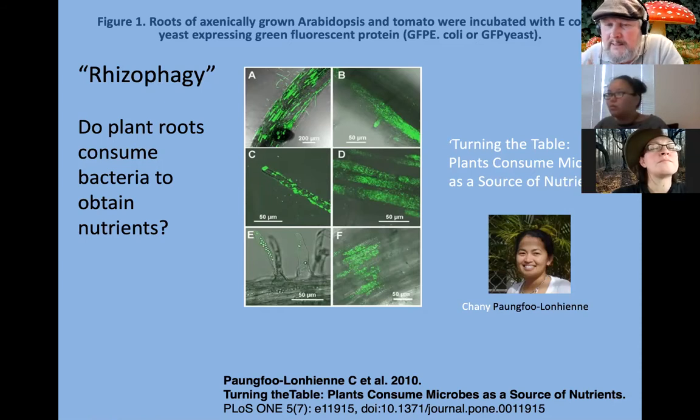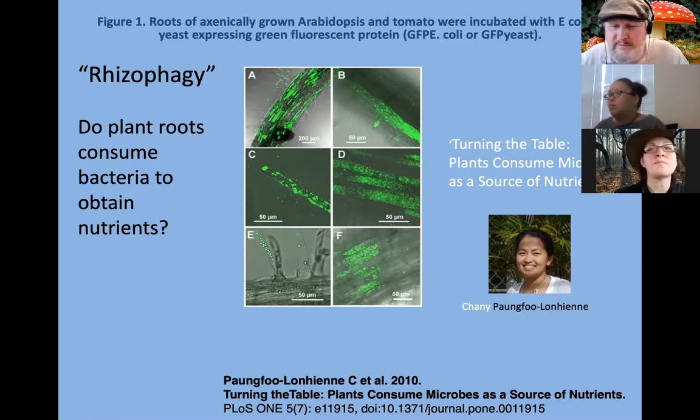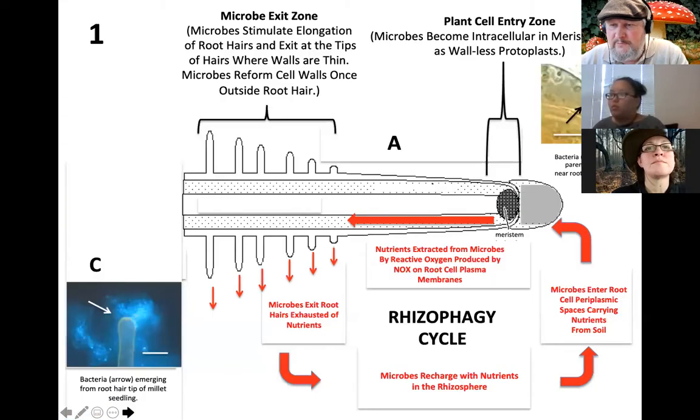And they noticed after 3 or 4 days that the fluorescence stopped and that the microbes seemed to disappear. They seemed to be degraded. And then they named this process rhizophagy, meaning rhizo for root, phagy for eating. And that is to denote the idea that these plants are eating these microbes with their roots, degrading them to get nutrients out of those microbes. So that's the rhizophagy concept.